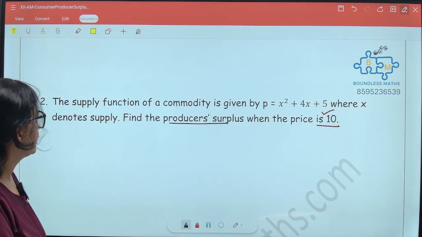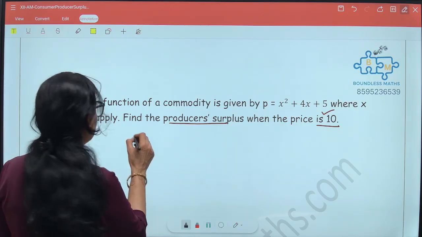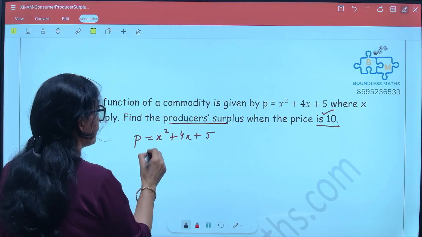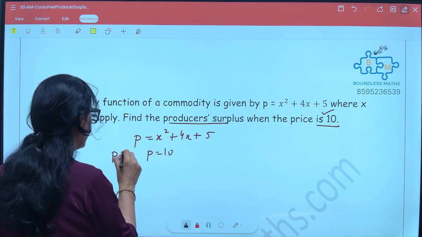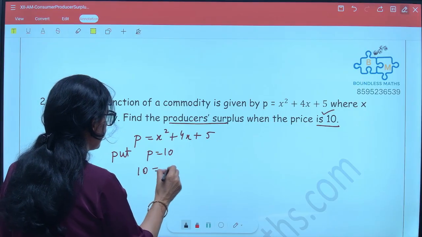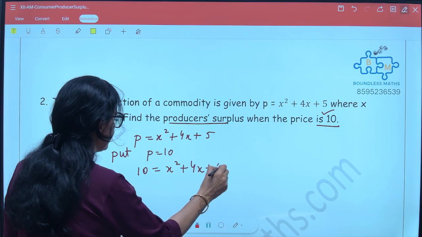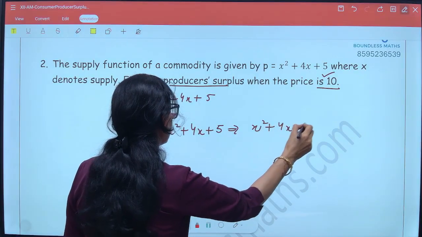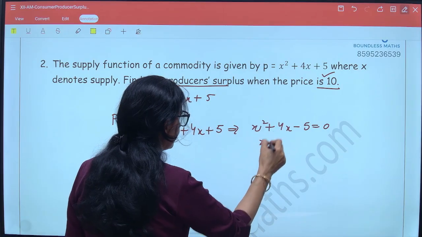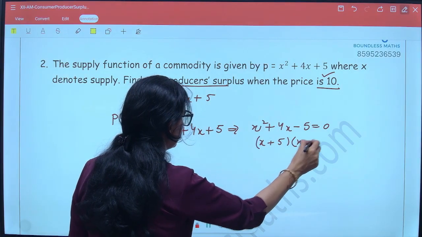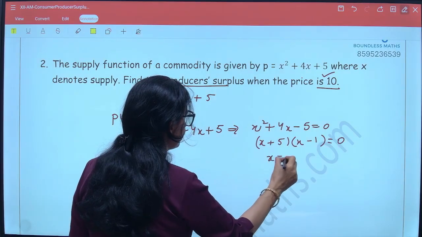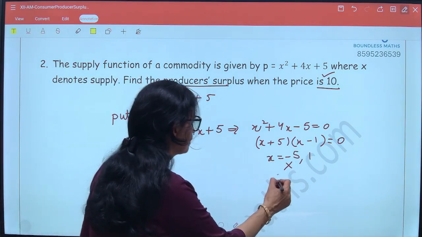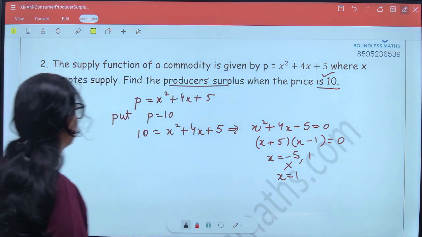Now how do we find the equilibrium quantity? Let's start with the supply function, which is P equals x square plus 4x plus 5. Put P as 10 and find the value of x. So it becomes 10 equals x square plus 4x plus 5. Let's solve this quadratic equation. This becomes x square plus 4x minus 5 equals 0, and the factors are (x plus 5) and (x minus 1) equals 0. So x comes out to be minus 5 and 1. We ignore the negative value of quantity, so the value of x is 1 at equilibrium.